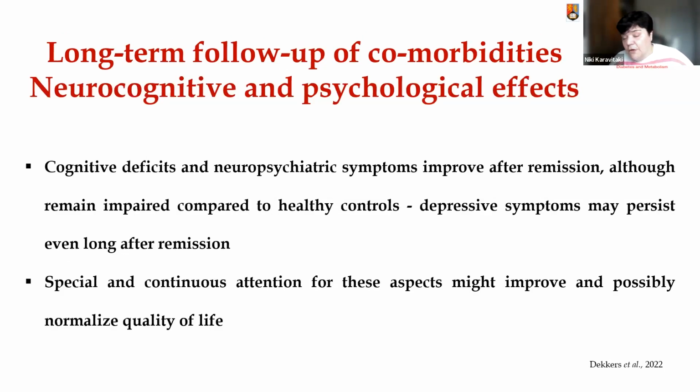And finally, neurocognitive and psychological effects. Unfortunately, the literature and the experience show that cognitive deficits and neuropsychiatric symptoms improve after remission, but they remain impaired compared to the healthy controls. And depressive symptoms may persist even long after remission. So we need to pay special and continuous attention to these aspects, aiming to improve and possibly normalize the quality of life for patients who had Cushing's.